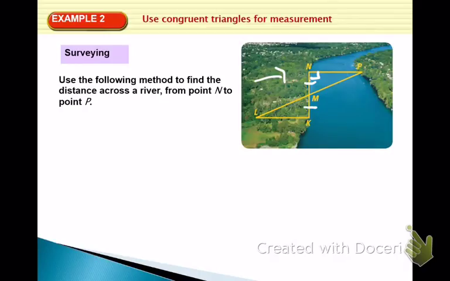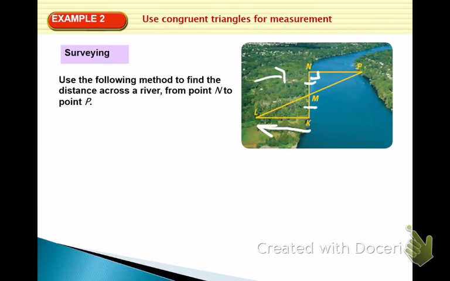Okay? Then what I'm going to do is from my stake at point K, I'm going to walk directly out to a place at point L. And I'm going to keep walking out until L, M, and P are all collinear. They're all on the same line. Okay? So I'm going to place that stake L strategically, just like I did the stake at point K.